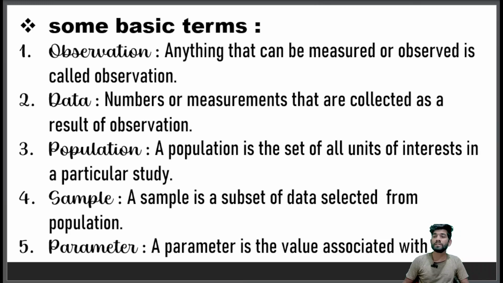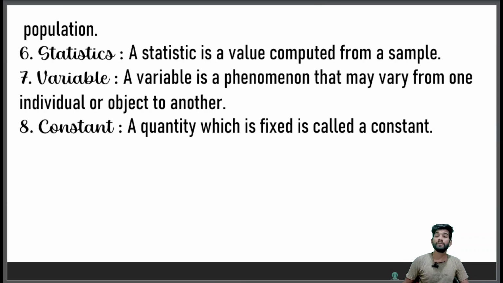Then the population. A population is the set of all units of interest in a particular study. A sample is a subset of data selected from the population. A parameter is the value associated with a population. A statistic is a value computed from a sample. From the sample we collect, the computed value is a statistic.